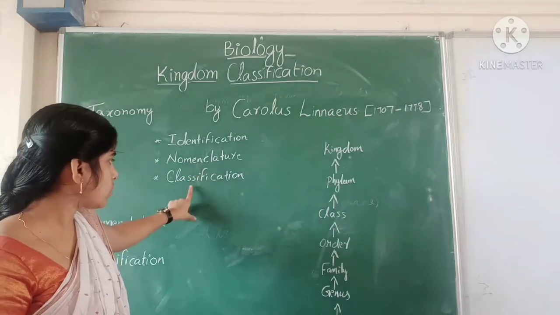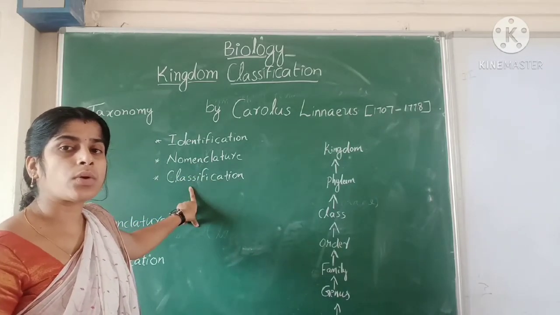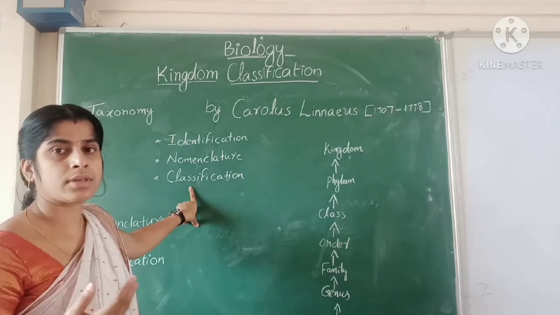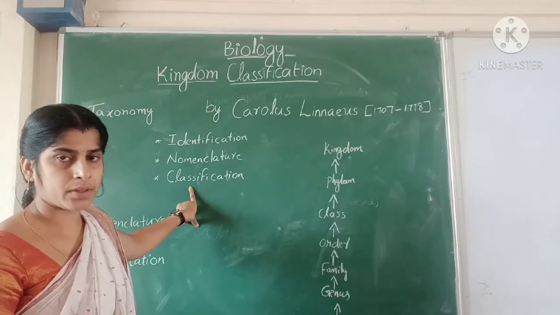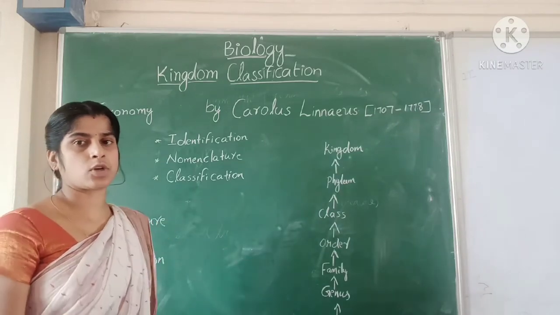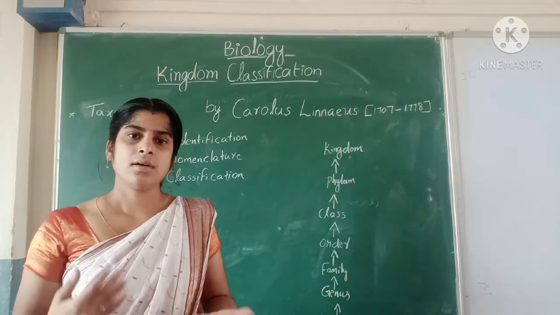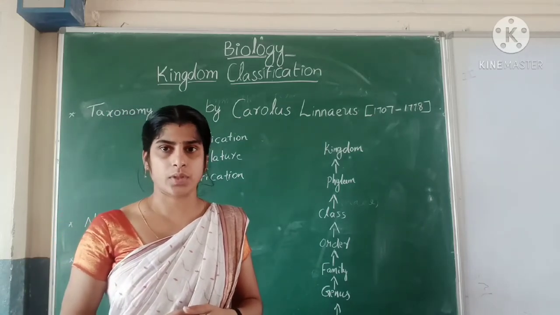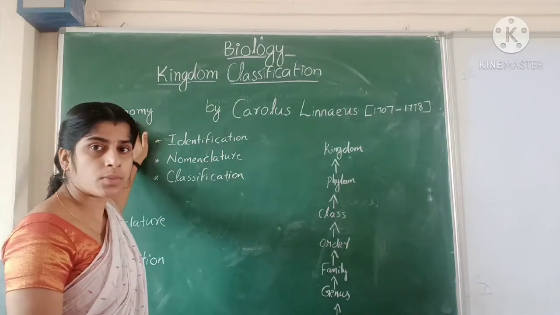And next is classification. Then we find which group this organism comes under, like species or genus. So this is taxonomy. Actually, taxonomy literally means arrangement law.